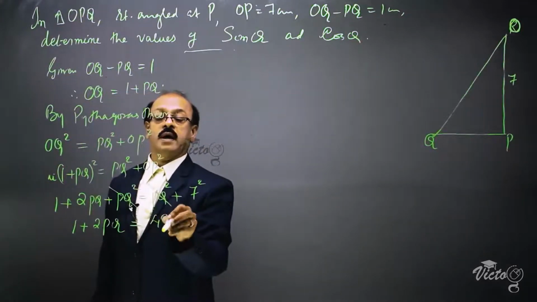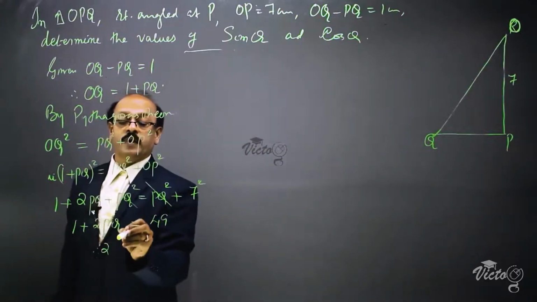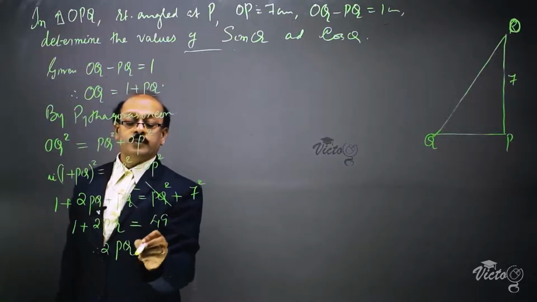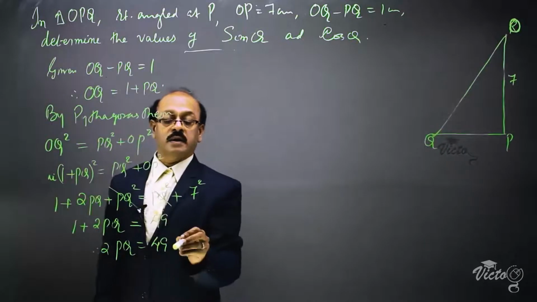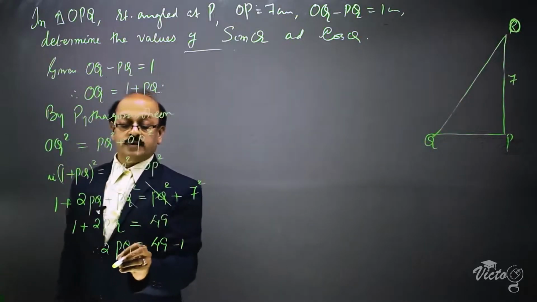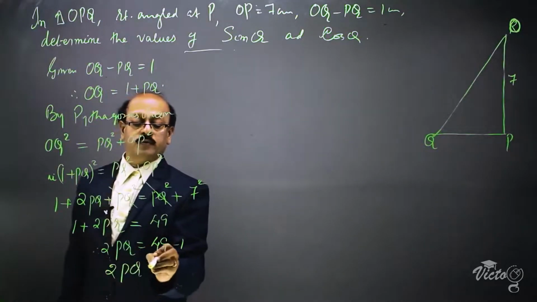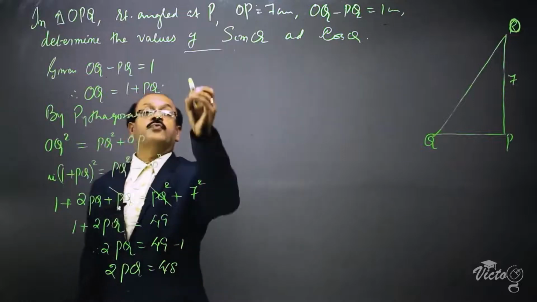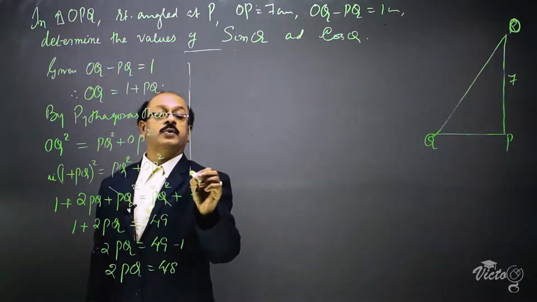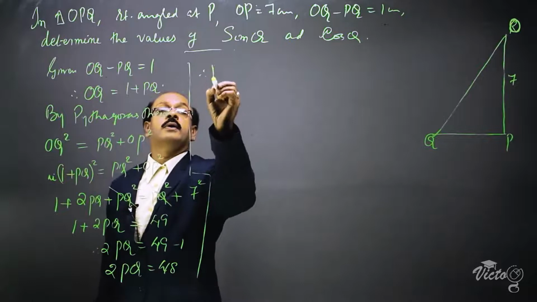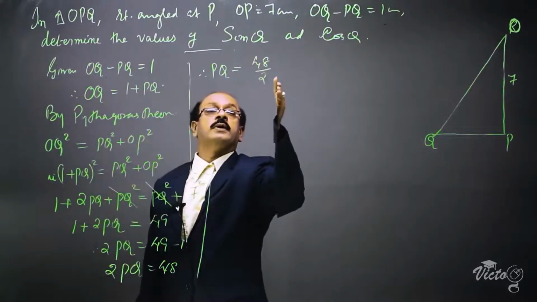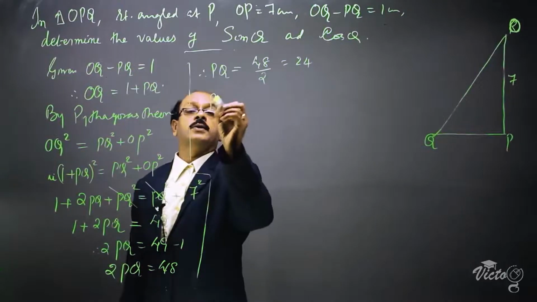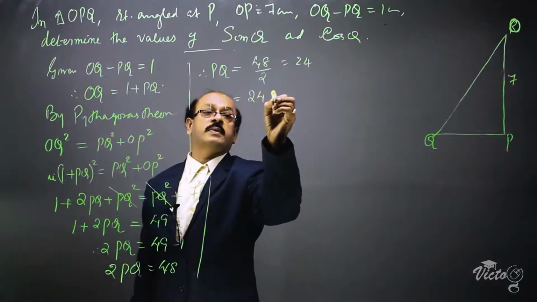It is 49. Therefore, 2PQ is equal to 49 minus 1, we are changing 1 to the right side. That is 2PQ is equal to 48. Therefore, the value of PQ is equal to 48 divided by 2. It is 24. PQ is equal to 24 centimeter.